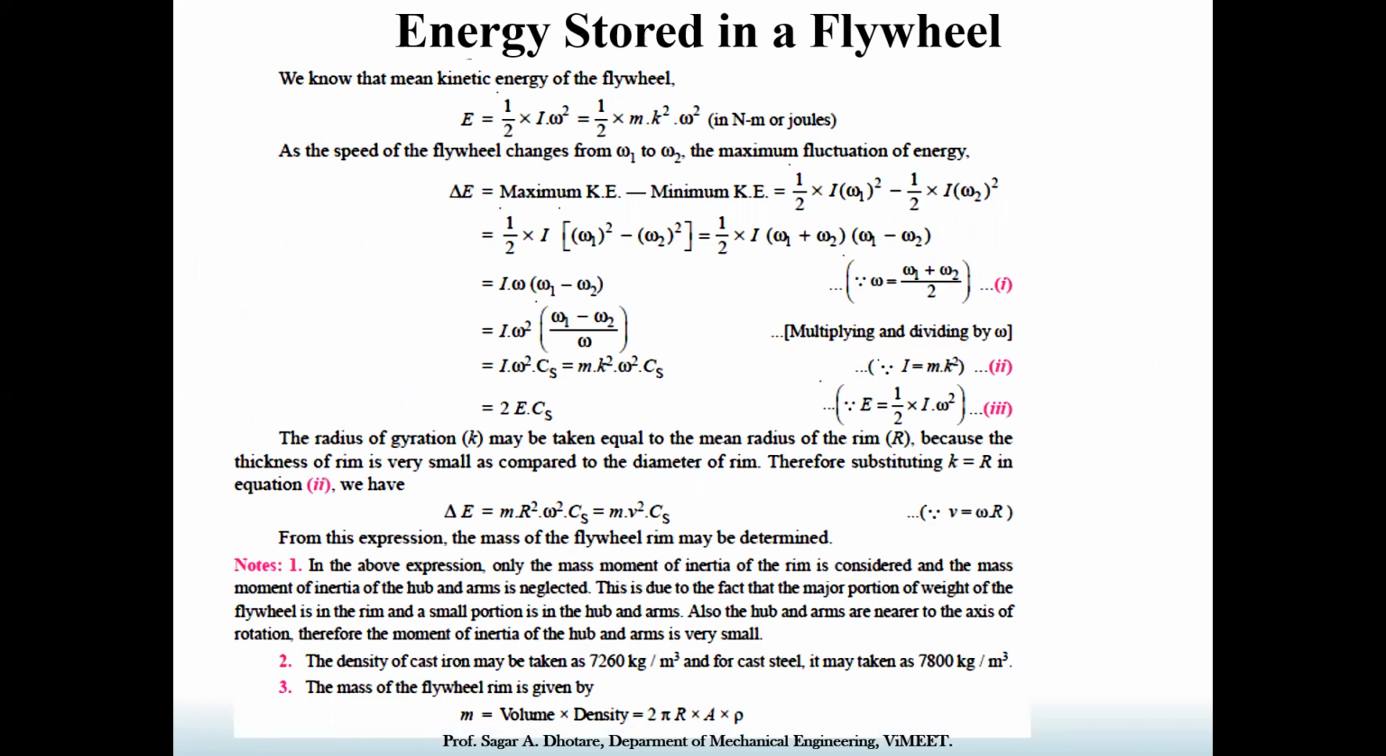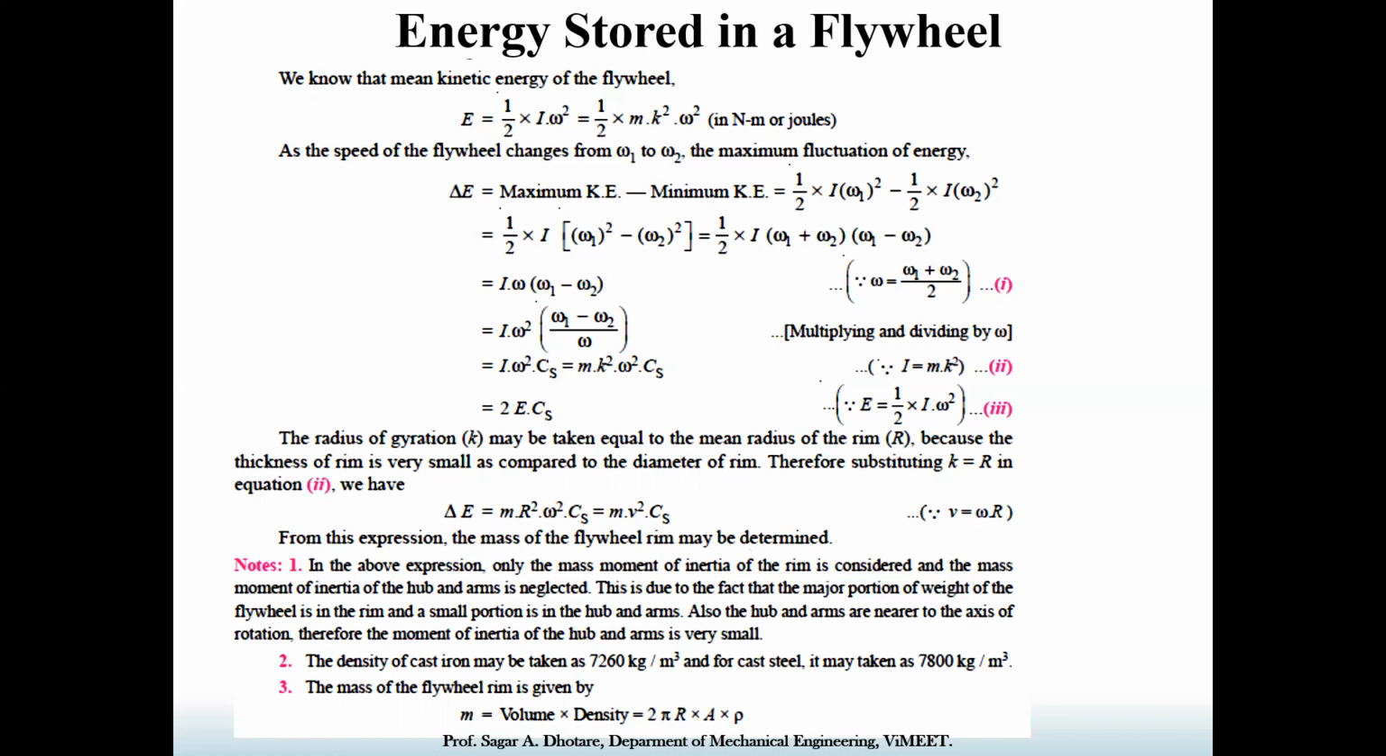Now, the kinetic energy generated by the flywheel, that is E, is equal to 1/2 into I omega square, or you can say 1/2 mk square into omega square. As the speed of the flywheel changes from omega 1 to omega 2, the maximum fluctuation of energy, that is delta E, is nothing but the maximum kinetic energy minus the minimum kinetic energy.